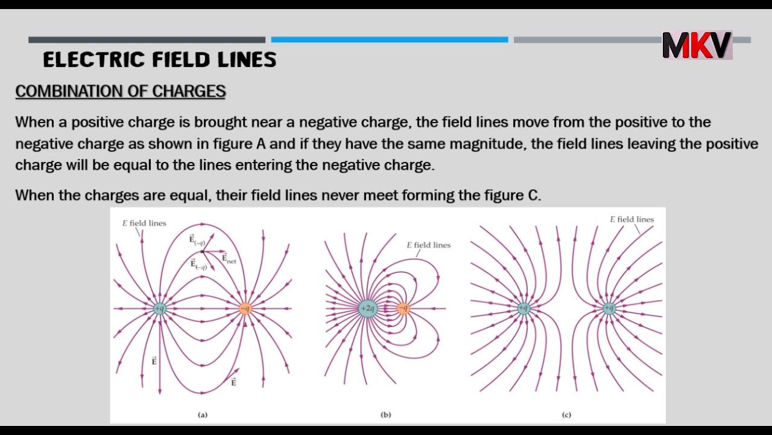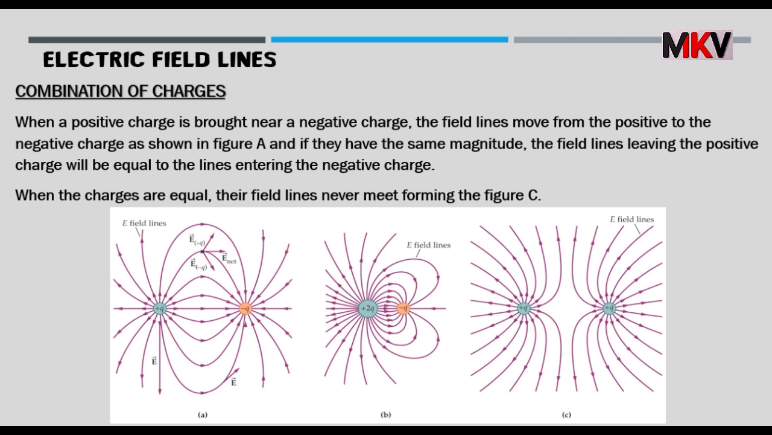So as shown in figure A, the positive charge's electric field lines are moving out of the charge, and for the negative charge, the field lines are moving into the charge. So when they are brought together, the field lines move from the positive charge to the negative charge, as we learned earlier. And when the charges are equal, that is, when they have the same magnitude, they will have the same number of electric field lines. So the number of lines moving out of the charge will be the same as the number of lines moving into the charge.